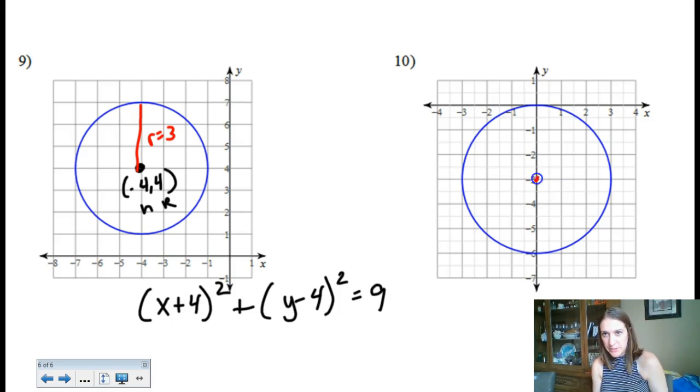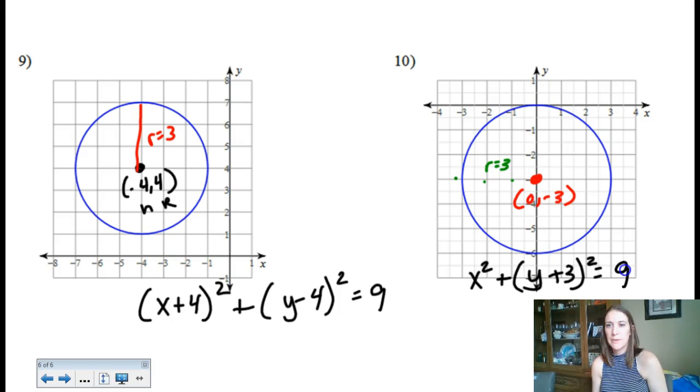All right, this time your center is located right there, which is at the ordered pair 0, -3. And then got a radius of 3 again. Fun. So we have center at 0, -3. So instead of writing x minus 0 squared, let's just say x squared. And then instead of y minus -3, that'll become y plus 3 squared equals 3 squared, which is 9.